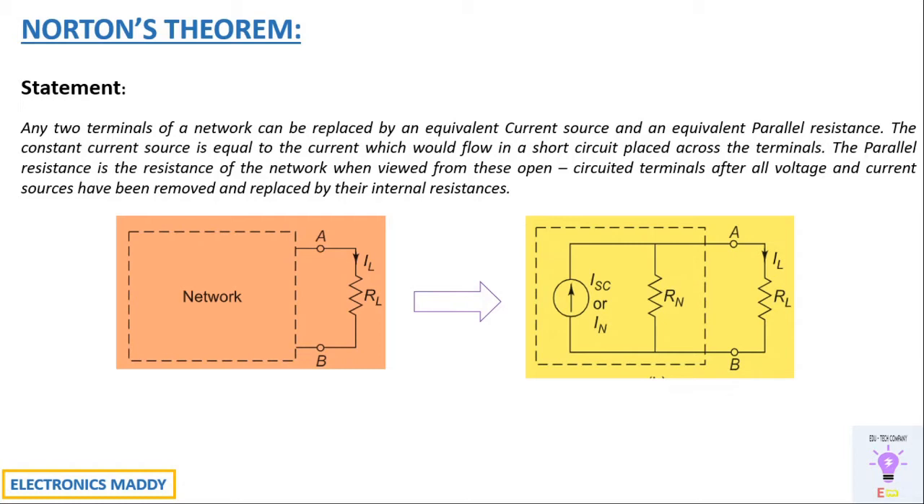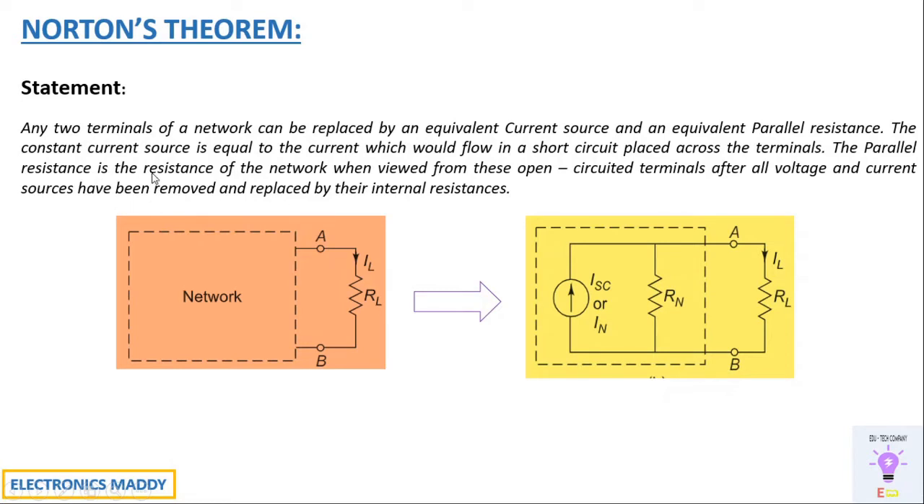So let us look at the statement and what it states. Any two terminals of a network can be replaced by an equivalent current source and an equivalent parallel resistance. So any two terminal network can be represented in an equivalent form by having a current source in parallel with a resistor. The constant current source is equal to the current which would flow in a short circuit placed across the terminals. So if they've asked us to find the current flowing through the load, we will be short circuiting the load terminals. That is what it is trying to say.